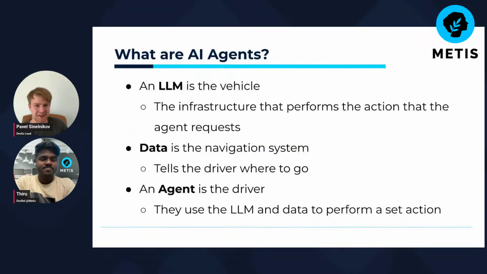AI agents are essentially: the large language model is the vehicle. It's the infrastructure that performs the requests. The data is the navigation system, it tells the actual driver, or the agent, where to go and what to do, or what data to inference off of. And then the agent itself is the driver. So it uses that LLM, it uses that backend to perform an action. So what we want to do is take these different parts and bring them into a more transparent and verifiable system.